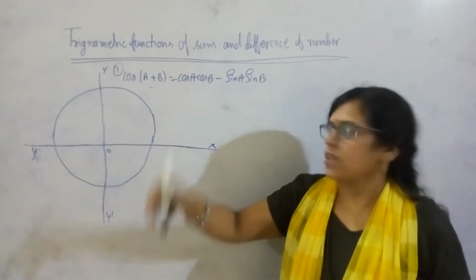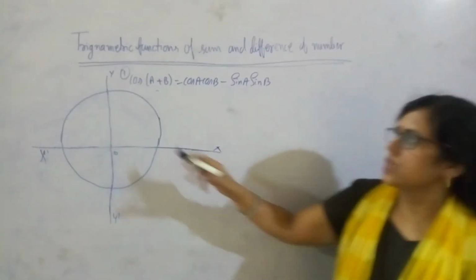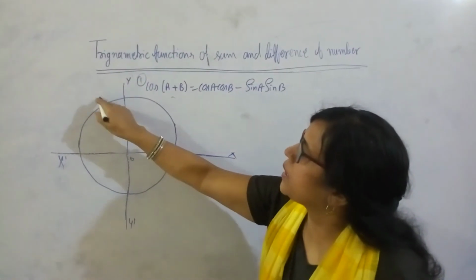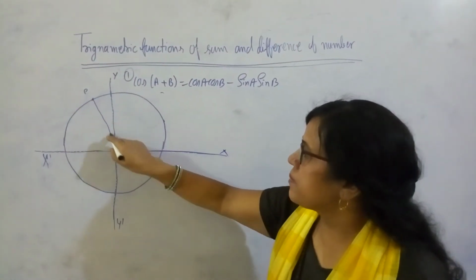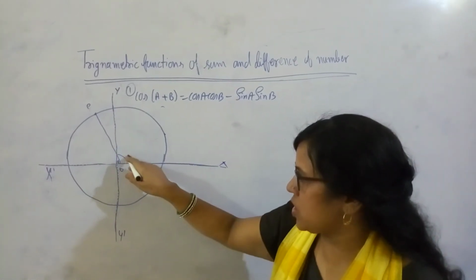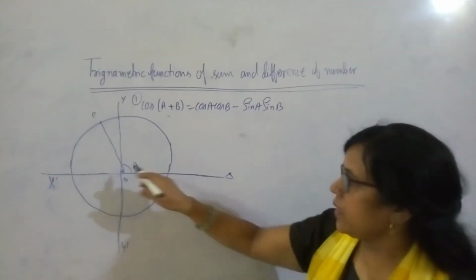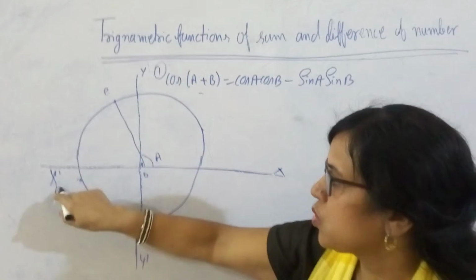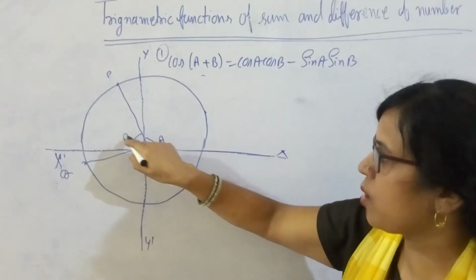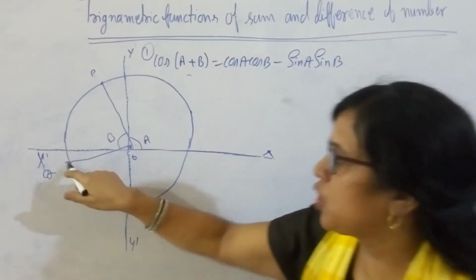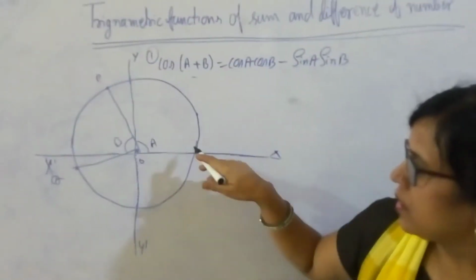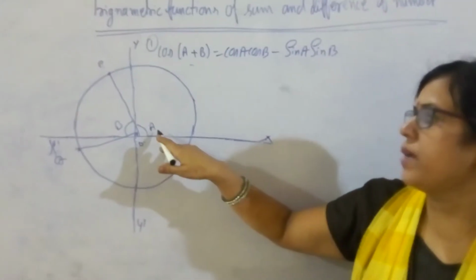The derivation of this formula is: first we will draw the x-axis and y-axis. On it, first we will take one point P, which forms angle A from the x-axis, positive direction. This is angle A. And one more point we will take, Q, at a distance, which forms angle B. POQ is angle B, and XOP forms angle A.